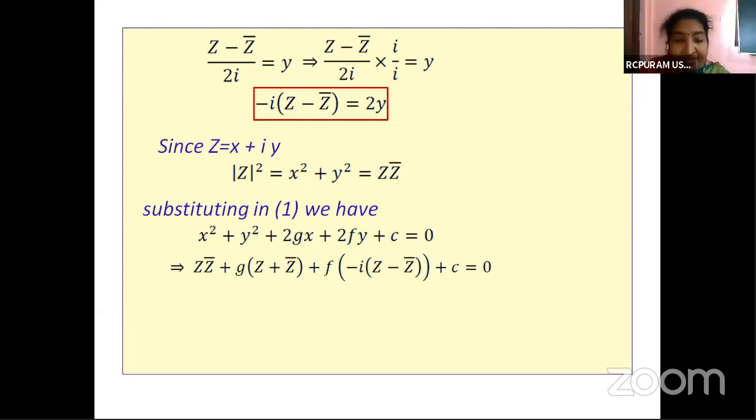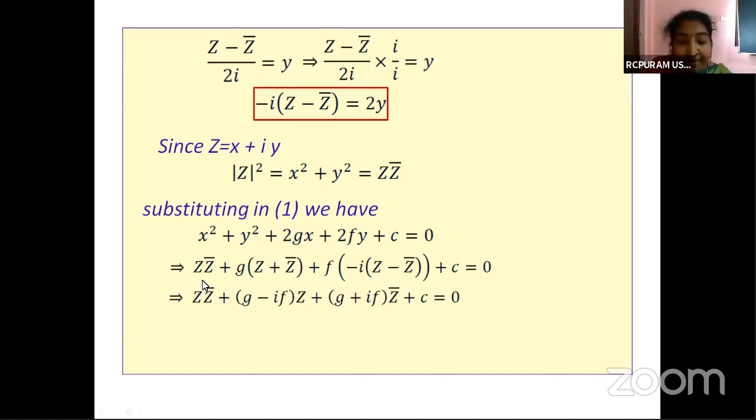Now, how did we get this? Let us look into this. What is our value of x and what is the value of y? If you can analyze that, that is giving you z z bar plus g into 2x, isn't it? See, x square plus y square is z z bar. 2g into x, that means g we are separating, 2x is nothing but z plus z bar, and f we are bringing it out, 2y is nothing but minus i into z minus z bar, plus c is equal to 0. Now, we will further expand this, children.